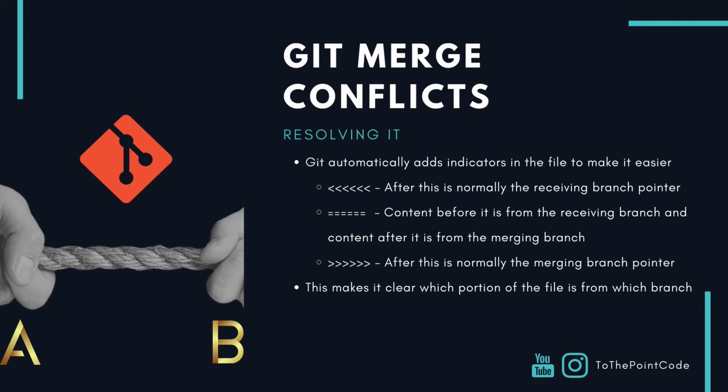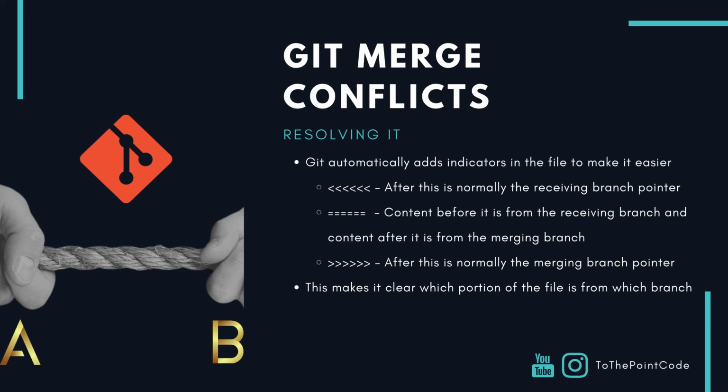So first, Git provides us with some indicators in the file involved in the conflict so that we'll be able to identify easily the part of the file which is involved in the conflict. So the first indicator is a series of the less than sign. After this sign normally comes the pointer to the receiving branch. That is, in our case, it will be the master branch.